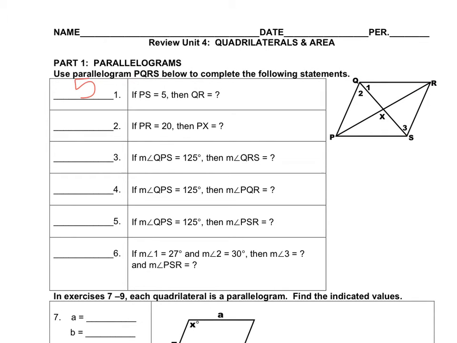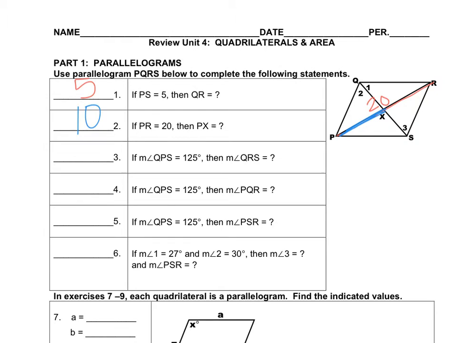Okay, what if it says that PR is 20? Well, if PR is 20, that's the whole diagonal. And what are you looking for? You're only looking for PX, so that's only half. So half of 20 is 10.